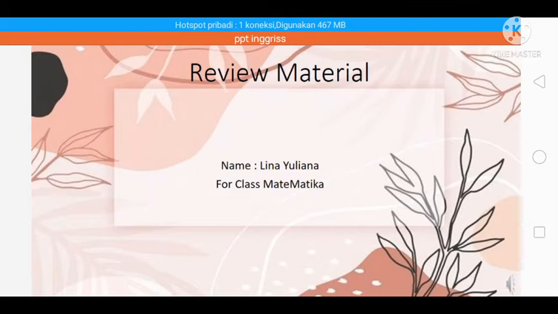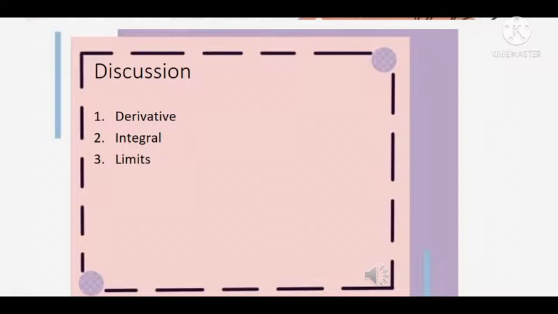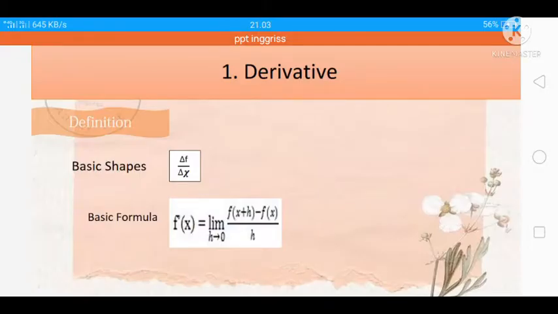On this occasion, I will explain or review the materials that I have learned during the last semester. Here I will explain the calculus material, which is about the first derivatives, the second integral, the third limit. Okay, the next one, derivatives.